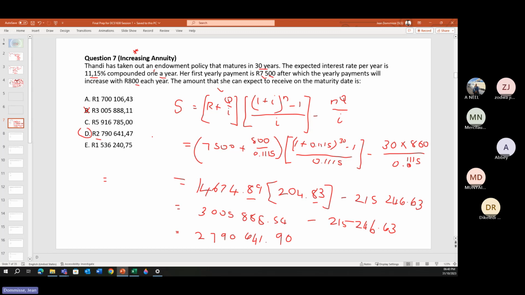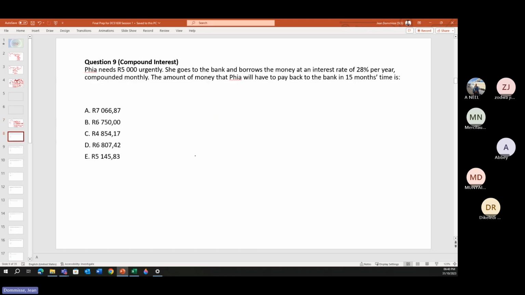Again, one can make a mistake somewhere in the calculation, but I think the biggest thing is you are nearly allowed to do the rounding off to make it simpler for yourself. Yes, it might be that you are out a few cents, but once again, you will not get three answers that are close because of rounding off. So there will be a big gap in between the answers. Okay, so that is increasing annuity.